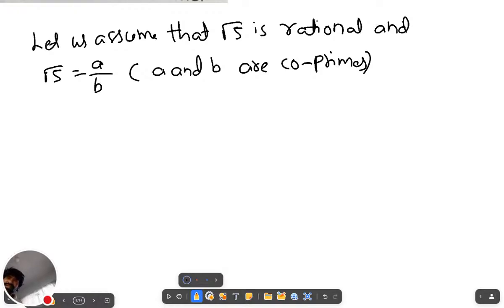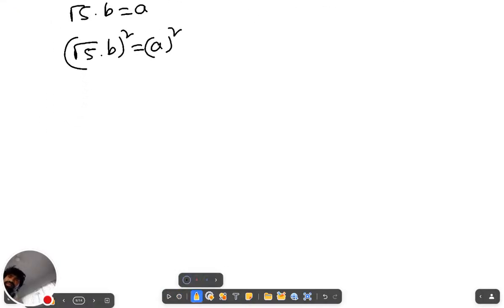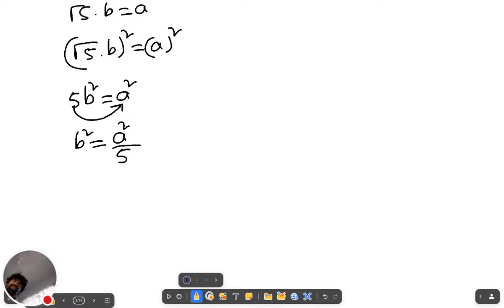So bring this b to the left side. Now root 5 into b is equal to a. Squaring on both the sides: root 5 into b, whole square, is equal to a square. Root 5 whole square is 5, and b square is b square, equals a square. Now send 5 to the right side: b square is equal to a square by 5. So a square by 5 means a square is divisible by 5 to give the quotient b square.